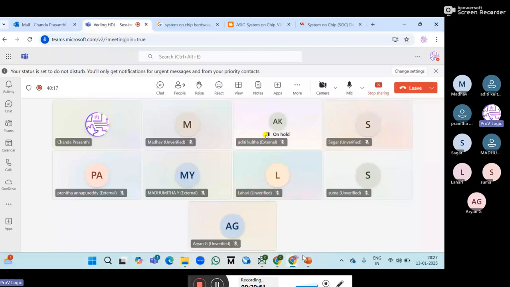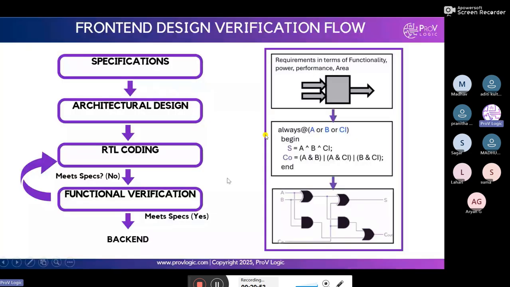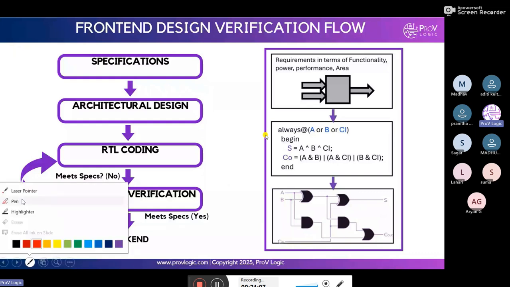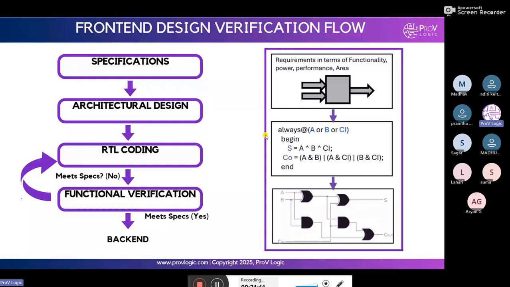Okay, so first is the specification. After taking the specification, each block will be divided among different teams. So every team has some architectural design, and some block will be designed into an architecture. Suppose I'm considering a multiplexer: a 16 by 1 multiplexer using 4 by 1 mux. How can we draw a 16 by 1 mux using 4 by 1?